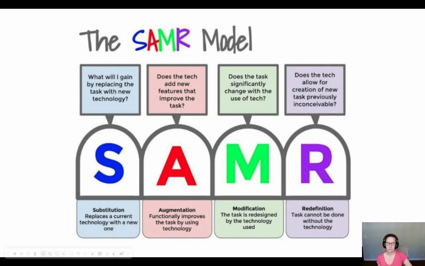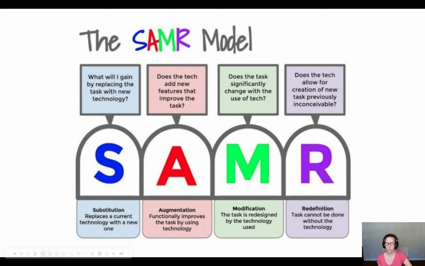This is the SAMR model, and I know a lot of schools have been using the SAMR model lately, so you may be familiar with this. So I'm going to talk a little bit about this and kind of explain what the different levels of the SAMR model are. So SAMR gives us a ladder to think about technology use, not just whether we're using tech, but how deeply it transforms the learning experience.